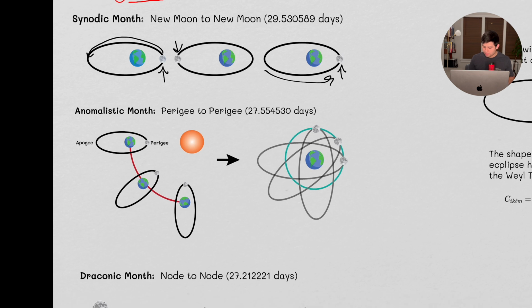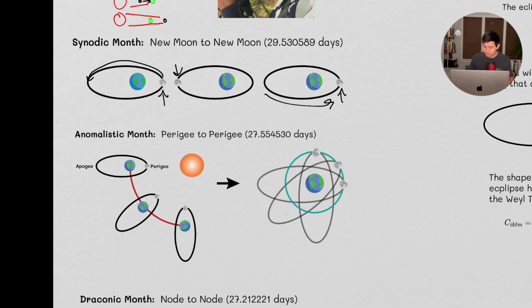Then there's another type of month. So this month here is about 29.53 days. If you do the calculation, you can do it to a various number of decimal points, but this is approximately what it turns out to be.